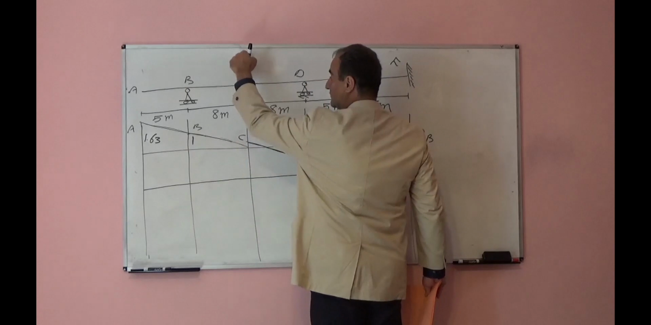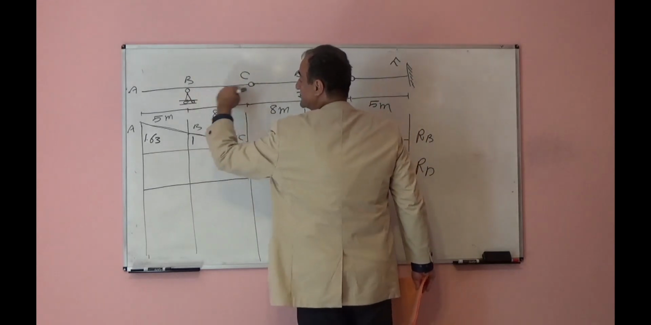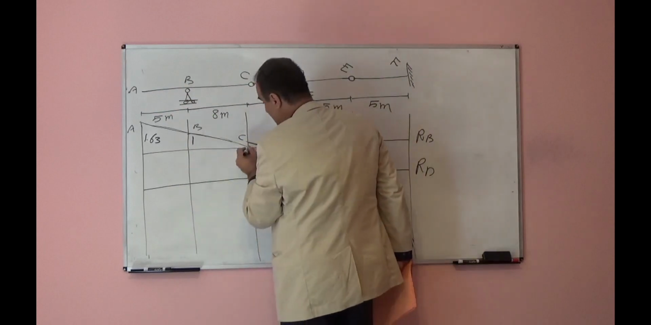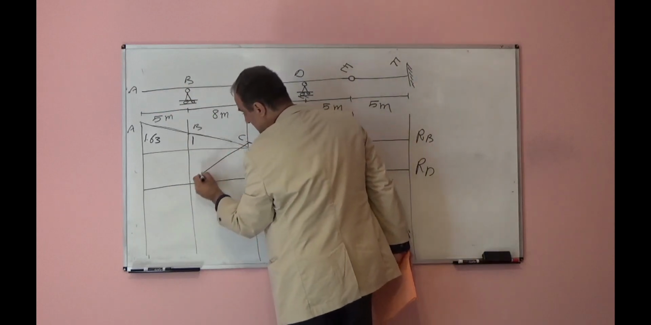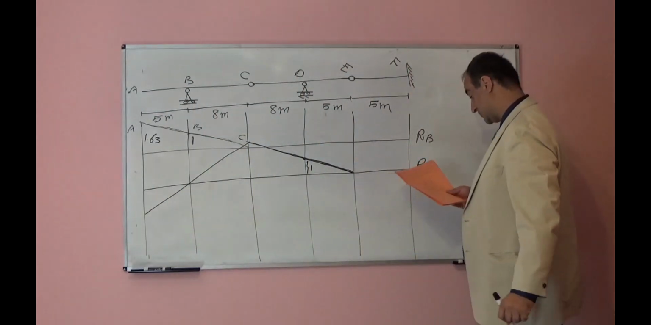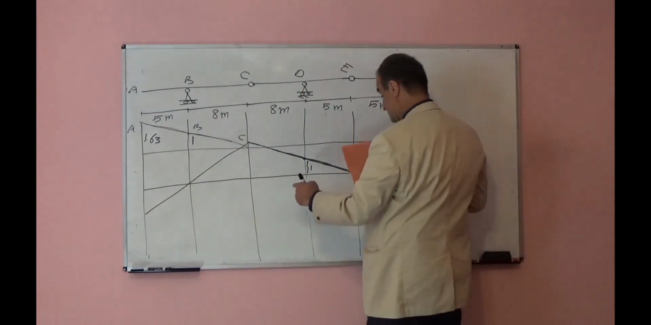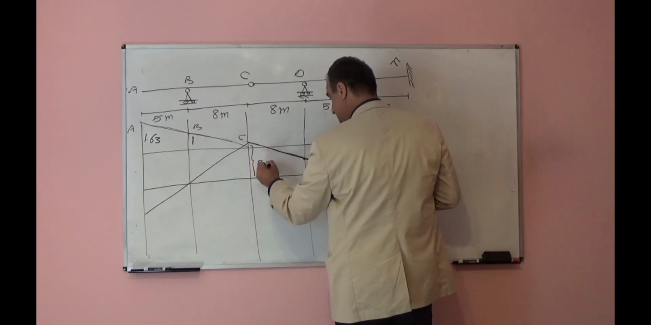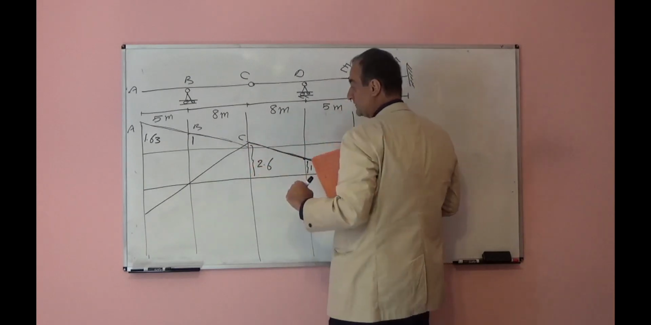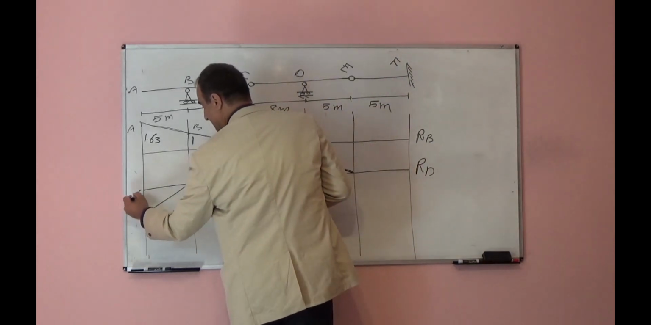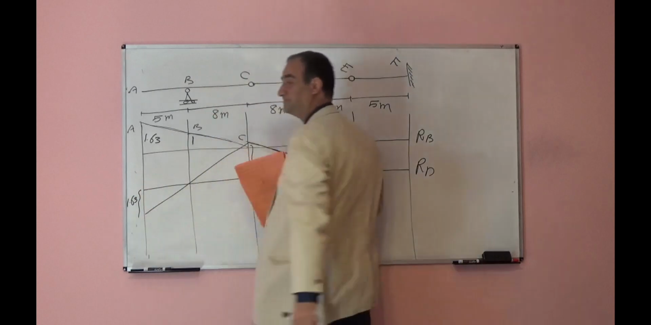Then, if point C moves up, this part will rotate with respect to B, and point A will move down. Something like this. So, if this is 1, from similar triangles you can find this height. This will be 2.6. From similar triangles, you can find this height. It will be 1.63.